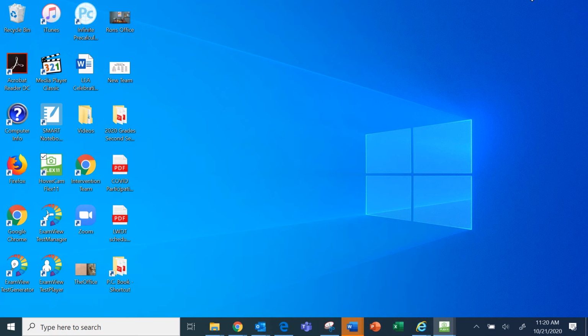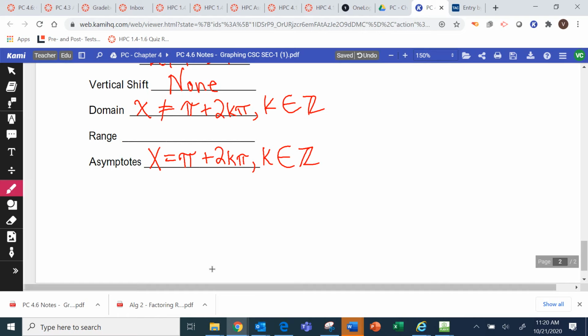Yeah, I don't know what happened, why it closed, sorry. The domain would be everything except the asymptotes. So the asymptotes are not included in the domain, but everything else. It's exactly the same thing as the asymptotes, only it says does not equal to.